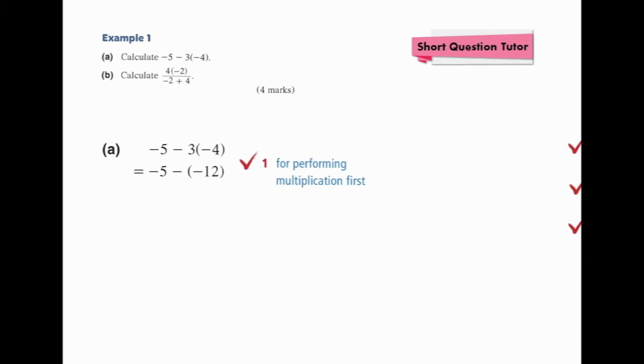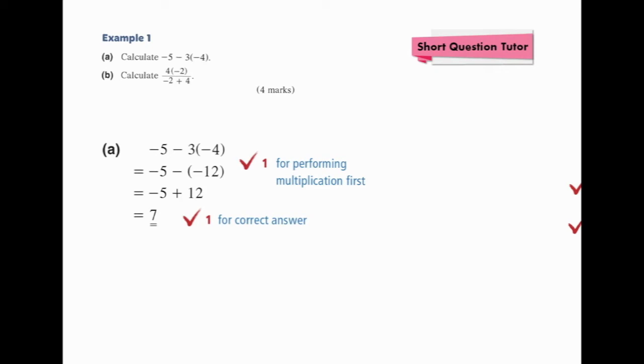Next, do the subtraction. Remove the brackets, subtracting -12 turns out to be adding +12. The expression becomes -5 plus 12. We obtain +7. Since the answer is positive, the positive sign can be omitted. Here we get the second mark.